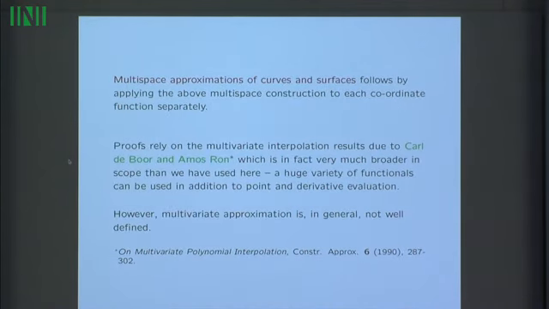Alrighty. So the proofs rely on results by Carl de Boor and Amos Ron. And this is the paper here. This is a fantastic paper. There's 3 papers actually, and they're absolutely fantastic. And they have a huge variety of functionals under which you can obtain multivariate approximation, and because there's various problems, it's not in general well defined, but they give conditions and they show it's constructible. I can totally recommend this paper if you've not already seen it. It's really brilliant.